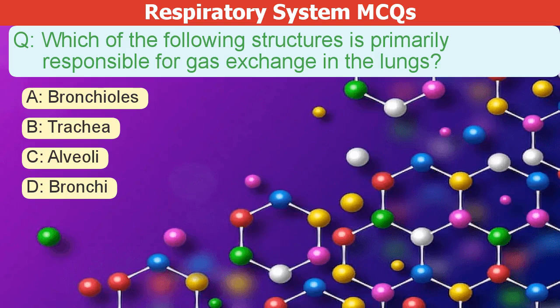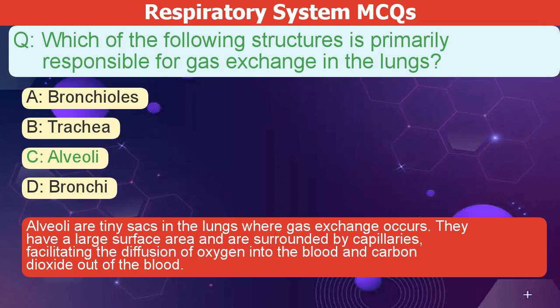Which of the following structures is primarily responsible for gas exchange in the lungs? A. Bronchioles. B. Trachea. C. Alveoli. D. Bronchi. The correct answer is C. Alveoli are tiny sacs in the lungs where gas exchange occurs. They have a large surface area and are surrounded by capillaries, facilitating the diffusion of oxygen into the blood and carbon dioxide out of the blood.